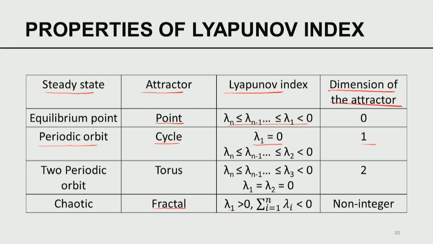In the case of a fractal object, in the case of a chaotic attractor, such as the Lorenz attractor, at least one Lyapunov index is positive. The rest of them could be zero or negative, and the sum of all the Lyapunov indices together could be less than zero. That indicates the system is totally dissipative. And the dimension of the attractor is non-integer. That means they have what's called fractal dimension. So the notion of fractal attractor, fractal dimension, chaotic behavior, they are all interrelated with each other.